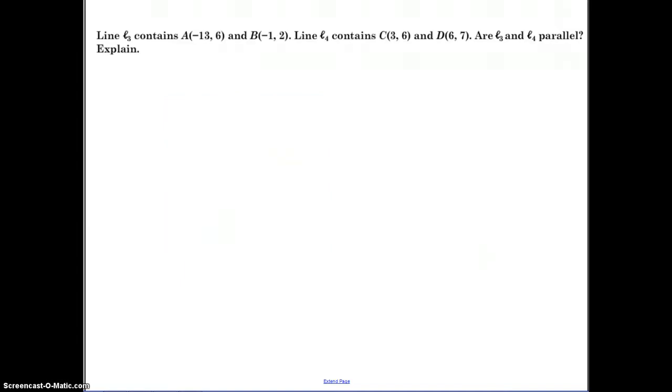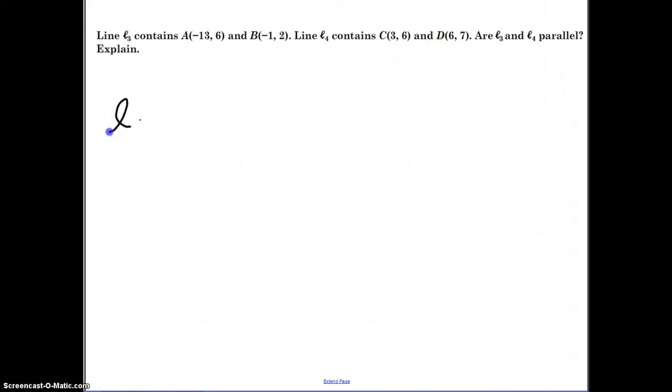Awesome. Now, what if you're not given a graph? Can you find slope without a graph? So line 3 contains the point A, which is (-13, 6), and the point B, which is (-1, 2). And line 4 contains the point C, which is (3, 6), and the point D, which is (6, 7). And I want to know, are these parallel?